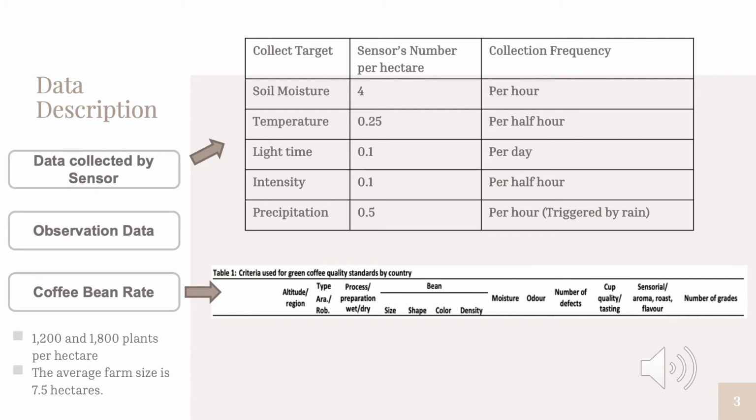But these two kinds of data will be uploaded by a person, and the frequency is very low. For example, the rate and the comments may be uploaded twice a year, depending on how much harvest you have.